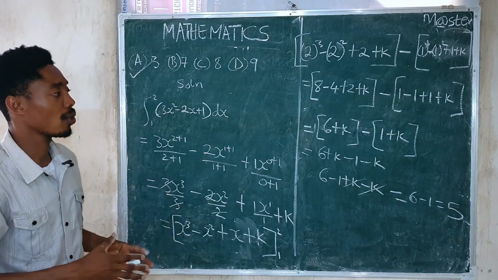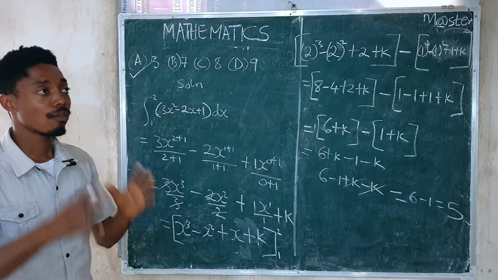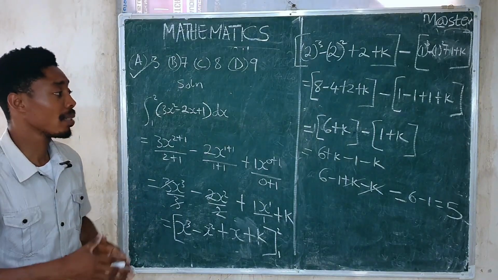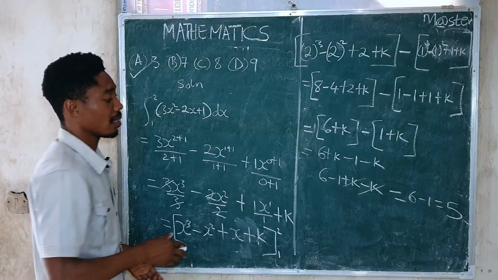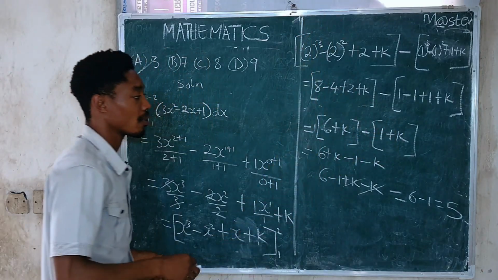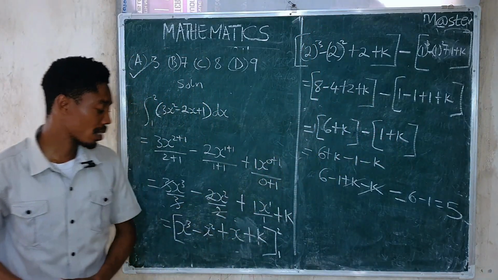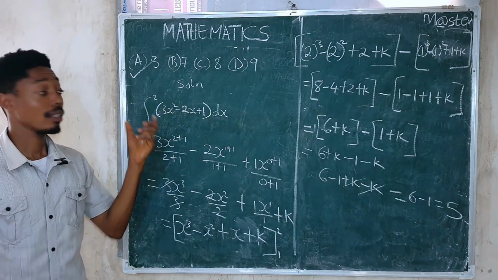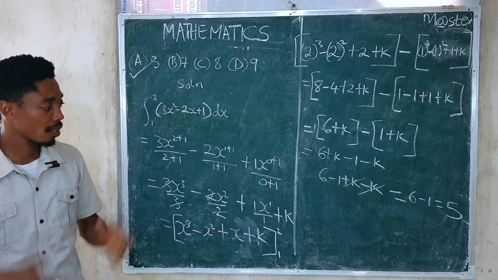This question is a very simple one. For an objective exam, you could simply know that k minus k will always go out. That you're going to have a constant value like that when evaluating a definite integral of this form.